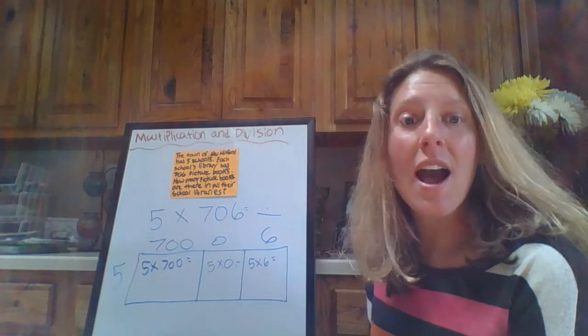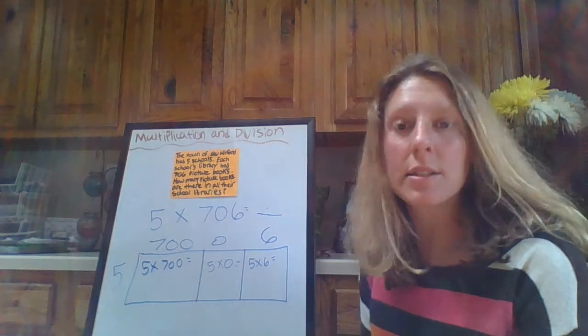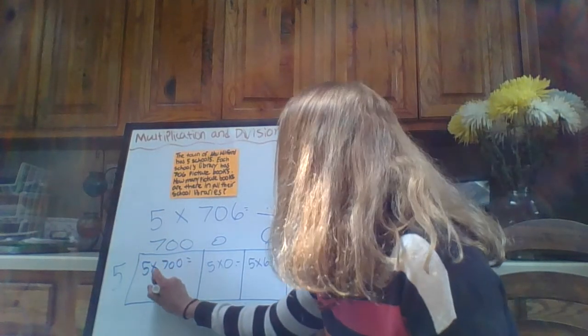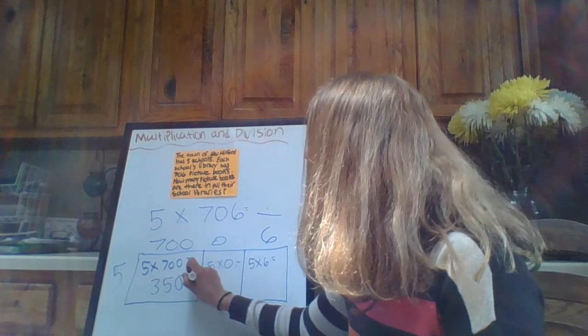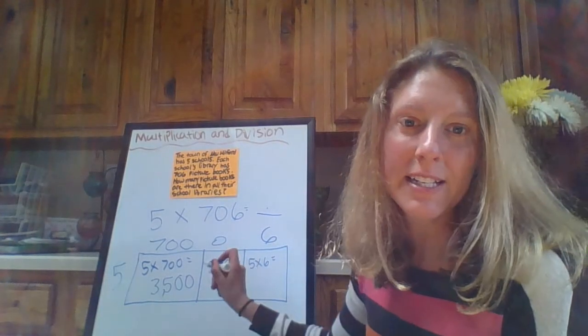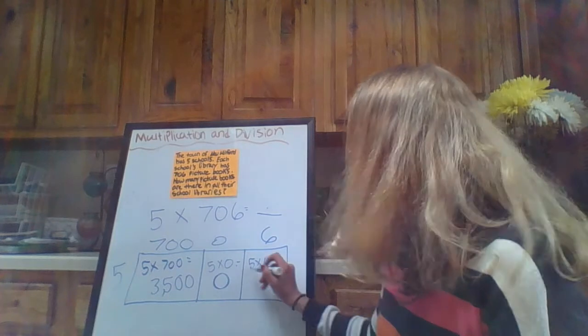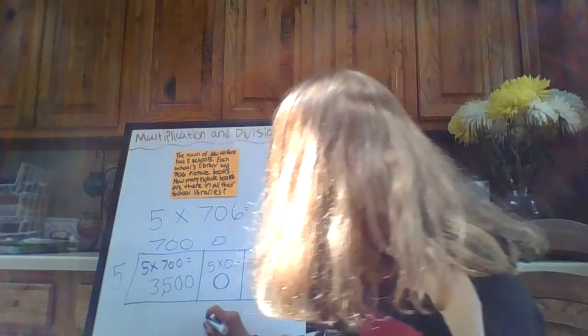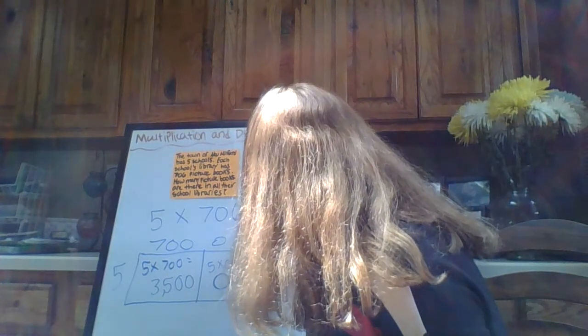Okay, so now I'm going to find my products, which is an answer to a multiplication problem. 5 times 7 is 35. And then I add the 2 zeros. 5 times 0 is 0, which is why we really didn't need to put that in the middle. And then 5 times 6 is 30. Then I add my products.